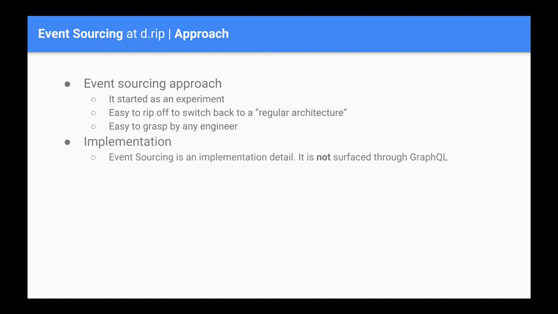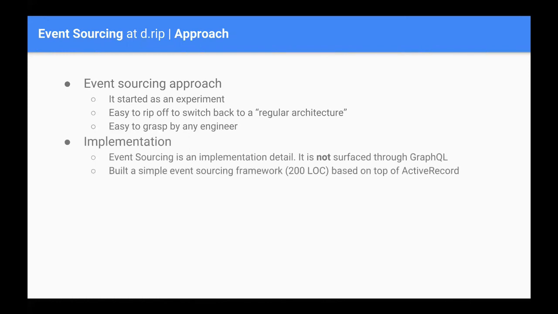So for the implementation, we decided that this event sourcing thing would not be surfaced through GraphQL, so that if we had to rip it off, it would just be a backend concern. So the front end doesn't know that there are events and aggregates and stuff. It looks like a regular API to them.